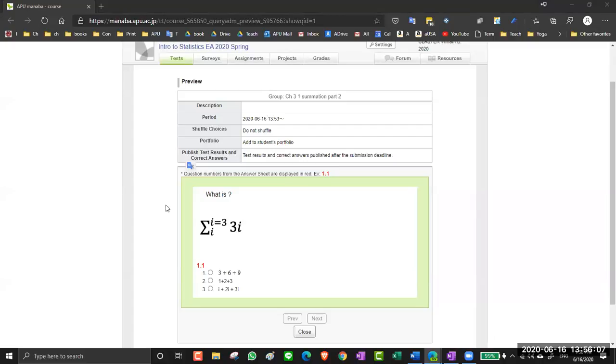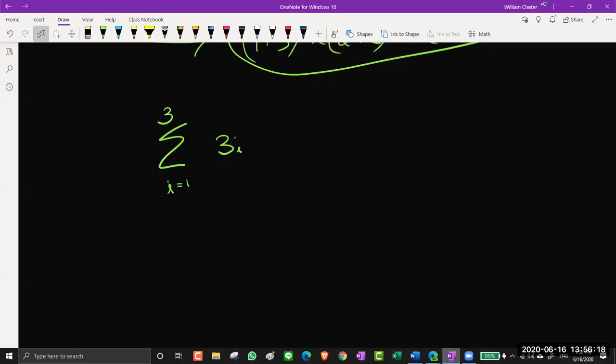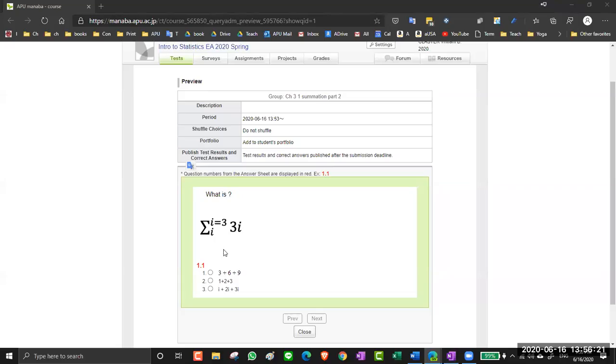Okay, so actually there's supposed to be a little mistake here. This is supposed to look like this instead of what it looks like right there. So it's supposed to be I equals 1 to I equals 3. But anyway, what is this equal to? 3 plus 6 plus 9. It's not 1 plus 2 plus 3, and it's not I plus 2I plus 3I. When I equals 1, you get 3 times 1, so that's 3. When I equals 2, you get 3 times 2, so that's 6, and then you get 9.